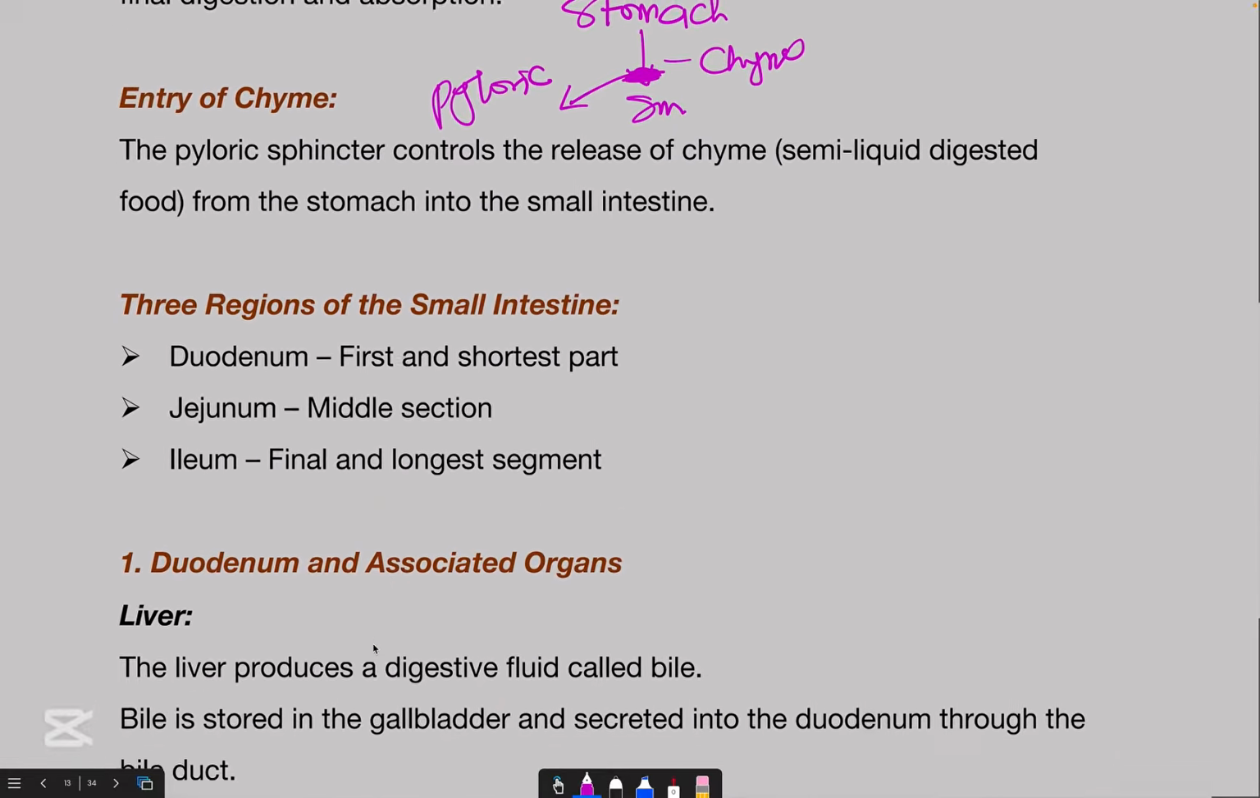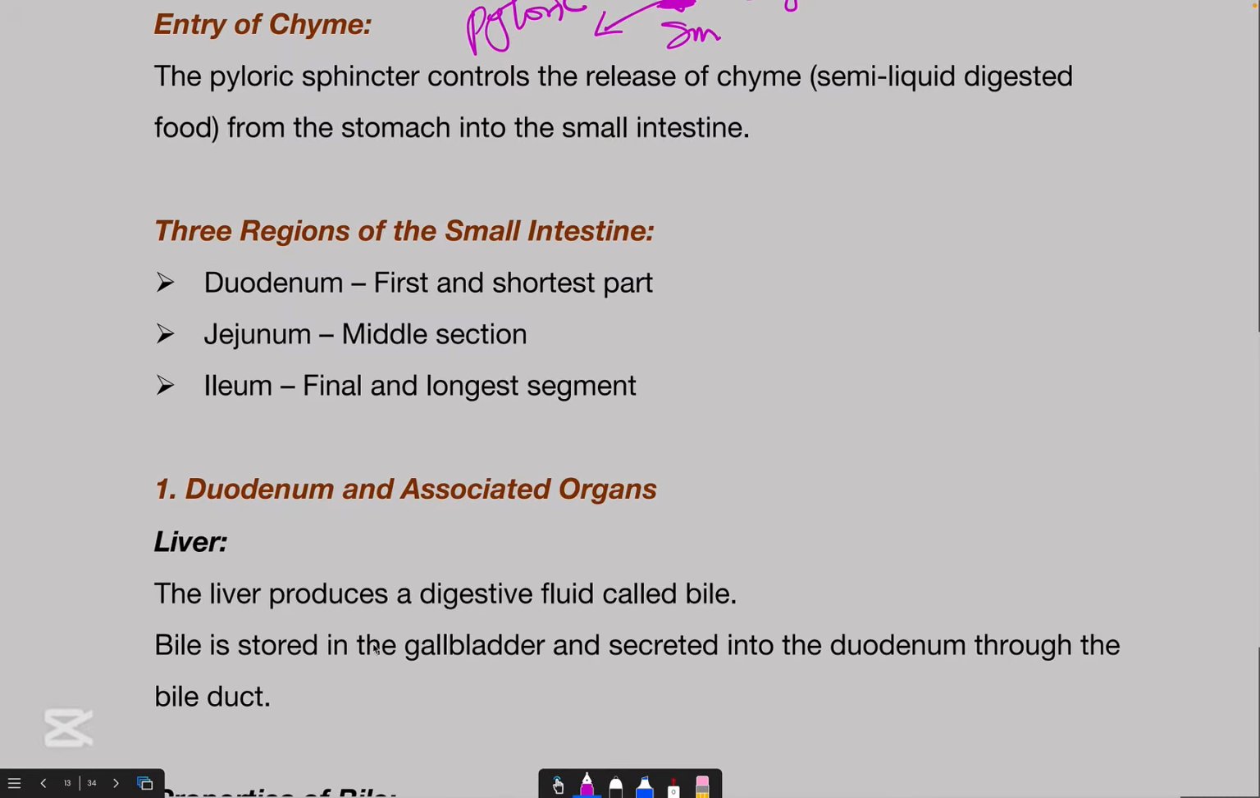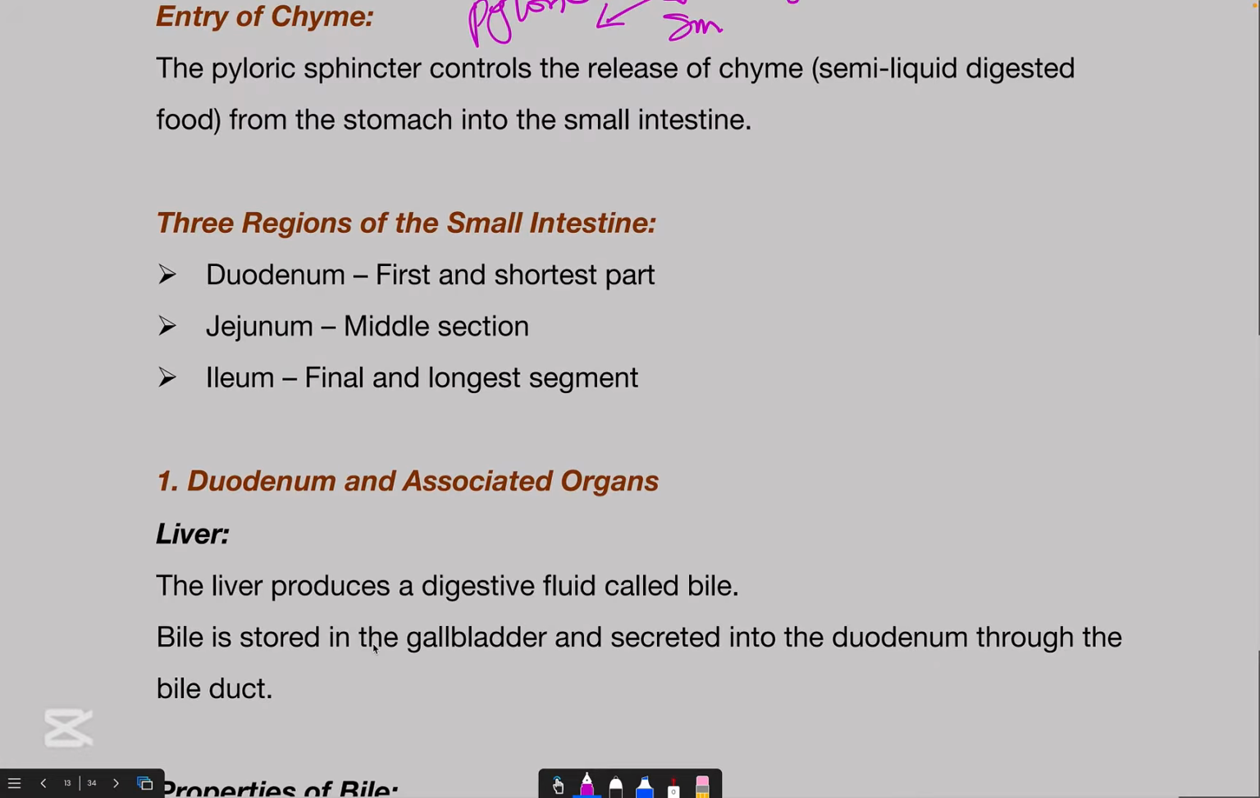Now, there are three regions of the small intestine. We have the duodenum, which is the first and the shortest, the jejunum, the middle section, and the ileum. DJI. Just know this one. DJI: duodenum, jejunum, and ileum. They may ask you, what are the three regions of the small intestine? The correct answer is duodenum, jejunum, and ileum, in this order.